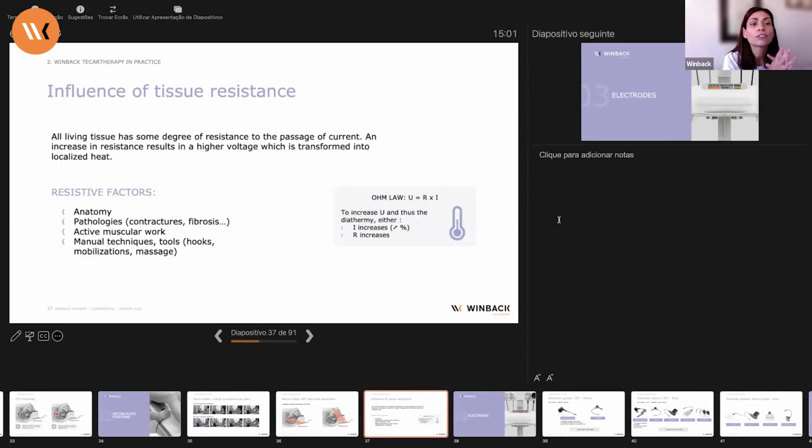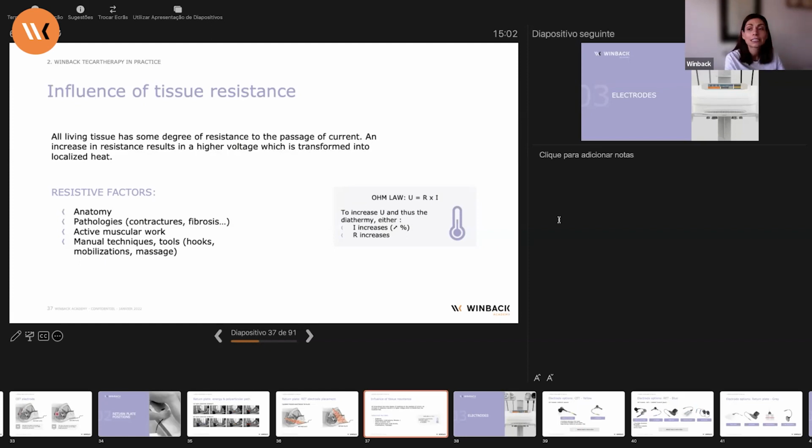So the influence of the tissue resistance. All the living tissue has some degree of resistance to the passage of the current. An increase of the resistance results in a higher voltage, which is transformed to a bigger localized heat. So we have to always think about it. When you have something that resists, when you have a scar, it will apply more difficulty to the passage of the current and it will accumulate the stimulation on that area.